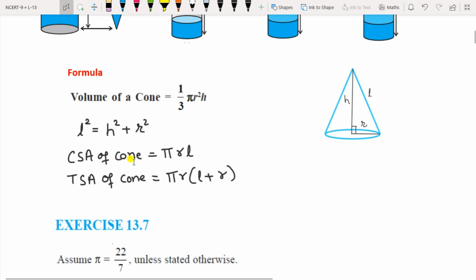Then the curved surface area of the cone. Curved surface area means only this slanting surface, not the base. So it will be pi r L. Total surface area means the curved surface along with the base, and its formula is pi r (L plus r). Here we add the curved surface area along with the area of the base, that is pi r square. If you take pi r common from both, it will be pi r (L plus r). So this is the formula for total surface area.